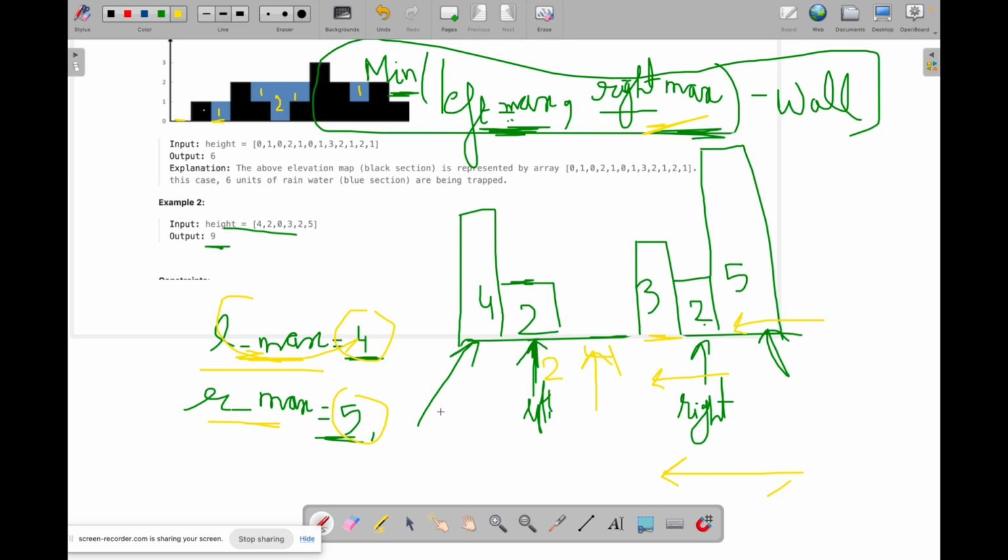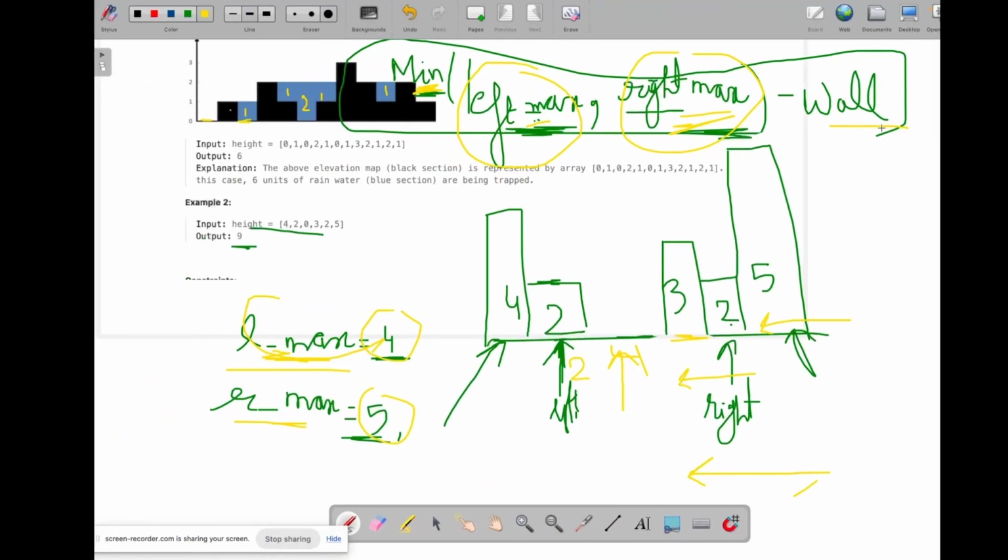What I am saying, guys, is I don't need to bother about right max if it is greater than the left max. And I don't need to bother about left max if it is greater than the right max. Why we don't need to bother? Because we are always taking the minimum. And then we will subtract the height of the wall. Now see how we will write the code for this solution.